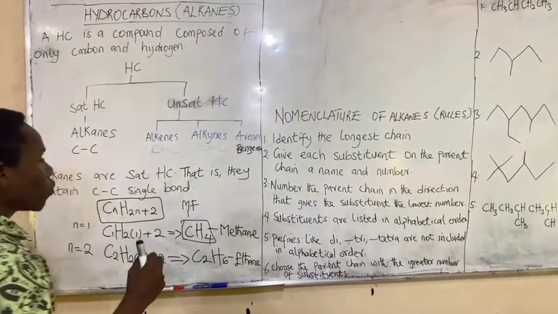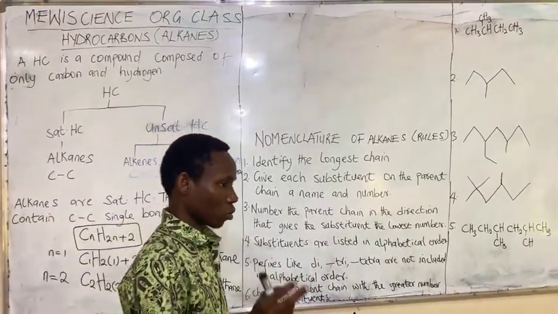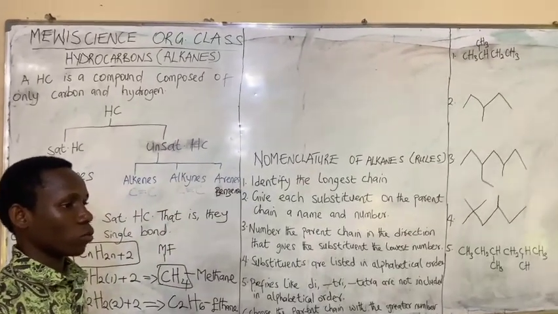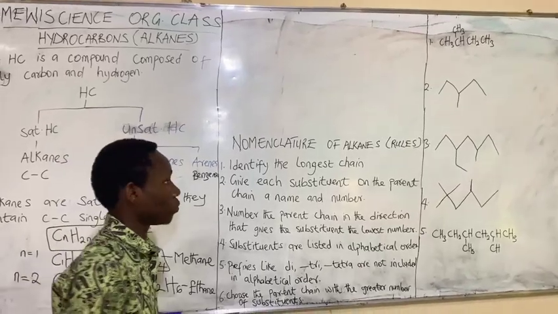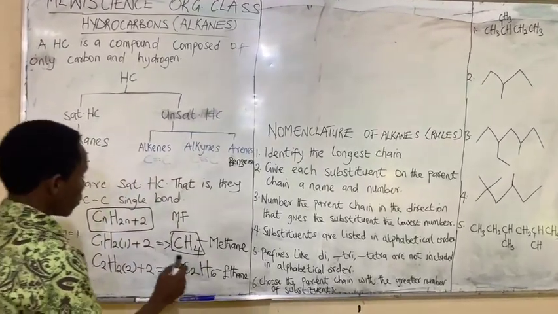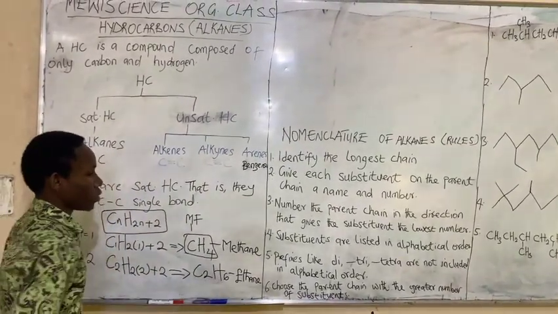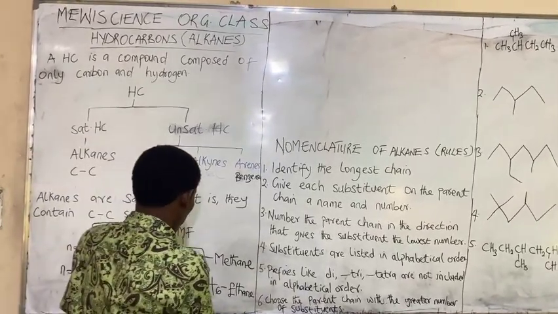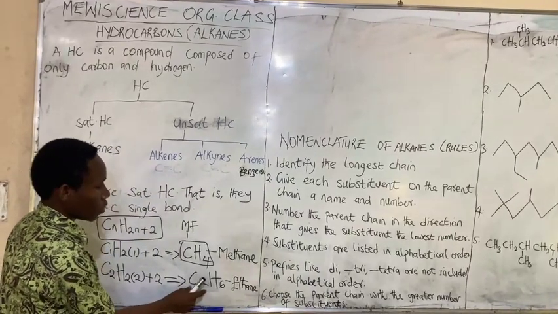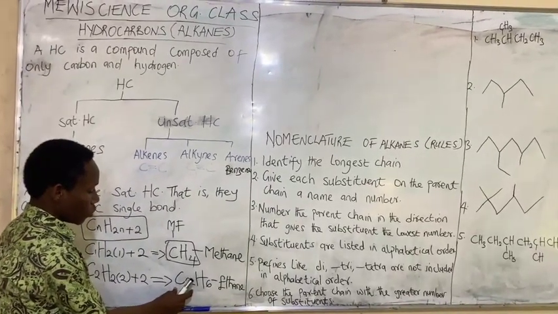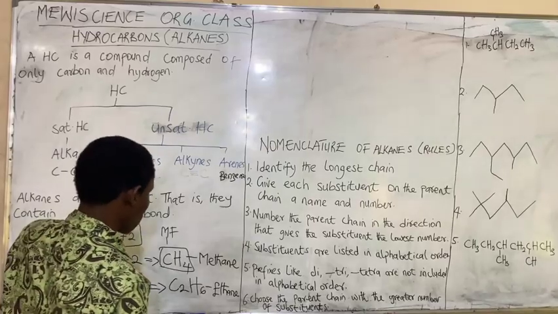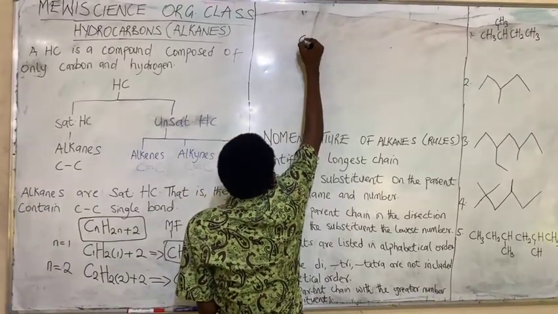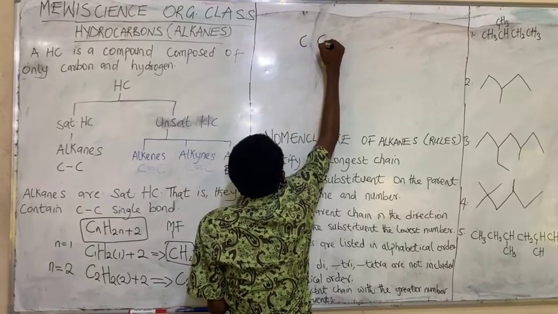Alright, we have what we call the condensed structure. We also have the Kekulé structure, and we have the skeletal structure. Let's get the condensed structure of ethane. How many carbons do we have here? There are 2 carbons. So for you to write down the condensed structure of ethane, you first of all bring out your 2 carbons this way. We have carbon 1 and carbon 2.